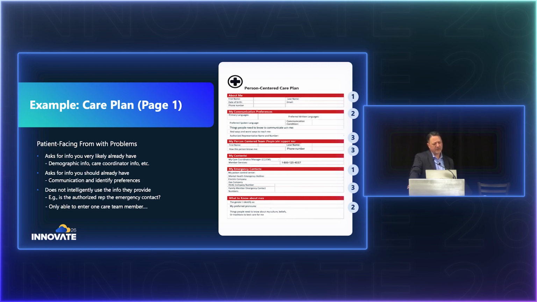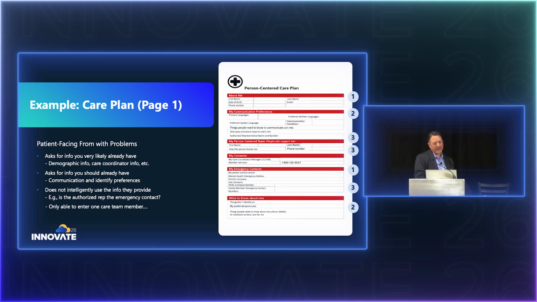It asks you stuff that you should already have about the member. What are their communication preferences? How do they prefer to identify themselves? Other forms have, how do you want to be communicated with and in what language, right? It does not intelligently use the information that you're providing.